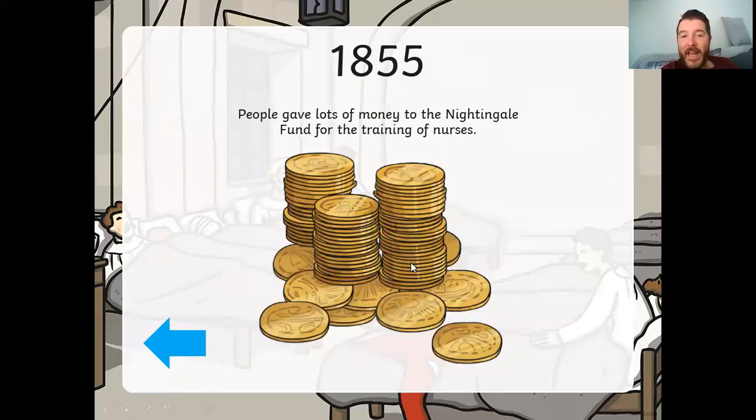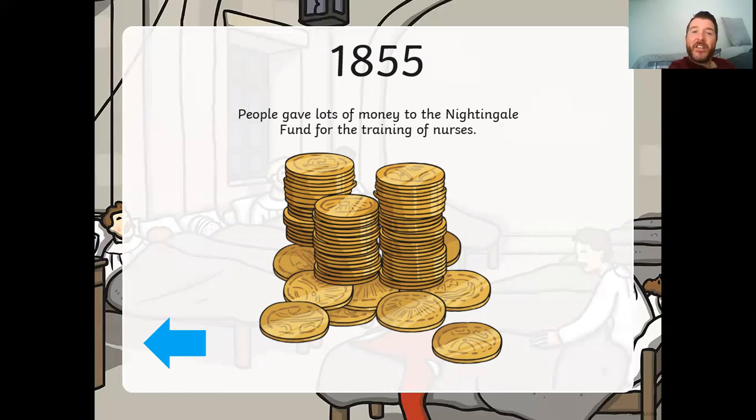Then in 1855, lots of people, including lots of the soldiers she treated that got better and went home, gave lots of money to something called the Nightingale Fund, which was set up for Florence Nightingale to help train nurses. So nurses weren't trained then. They were taught how to do their job by other nurses a little bit, but they had to kind of go in and just do what they were told.